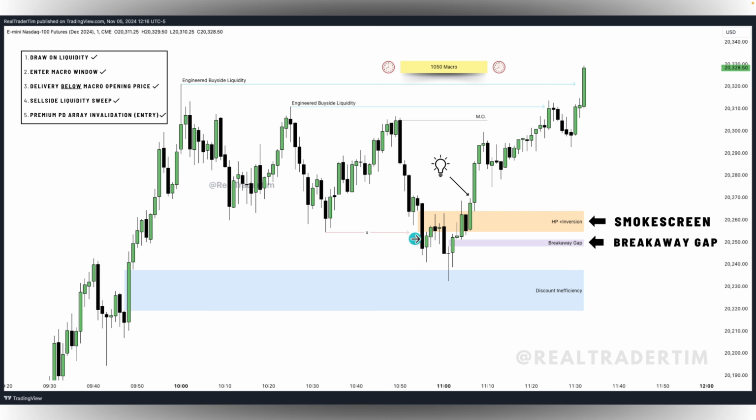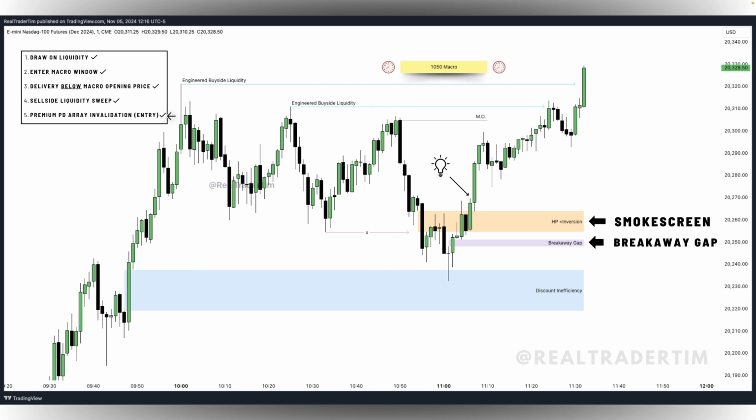Sweeping sell side liquidity. So we're seeing the manipulation phase take place below macro's opening price. And most importantly, it's leaving us all that engineered buy side liquidity for us to target while the manipulation is taking place below macro's opening price. After the manipulation has occurred, number 5, what are we waiting for?